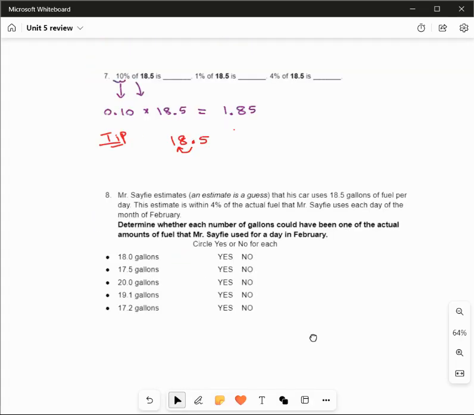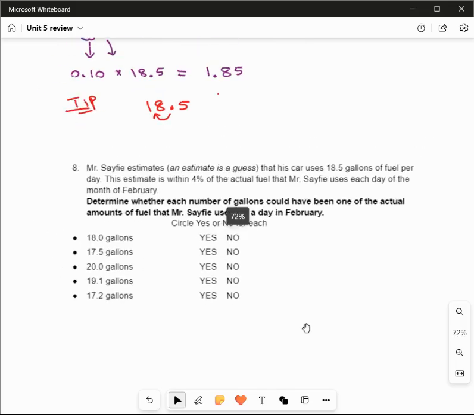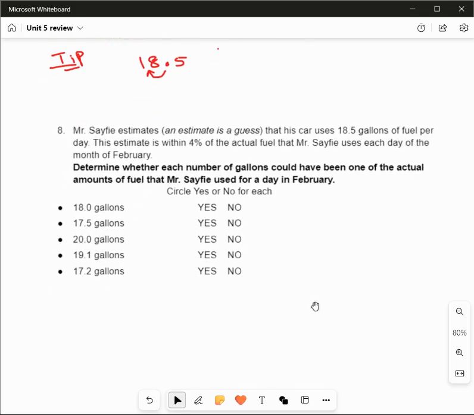All right, I think you are already done with the rest of the questions. Let's go over number 8. When we do number 8, please make sure you pay close attention to the given information. What given information do we have? Let's see. City estimation means like a guess. A car uses 18.5 gallons, and it is within the range of 4%. When you say 4% range, you're looking at plus 4% and minus 4%.